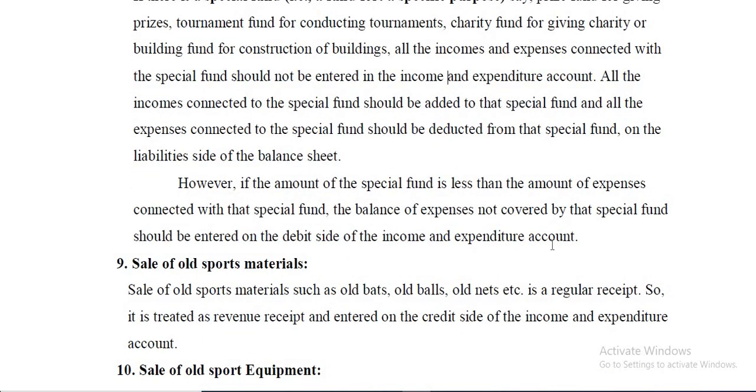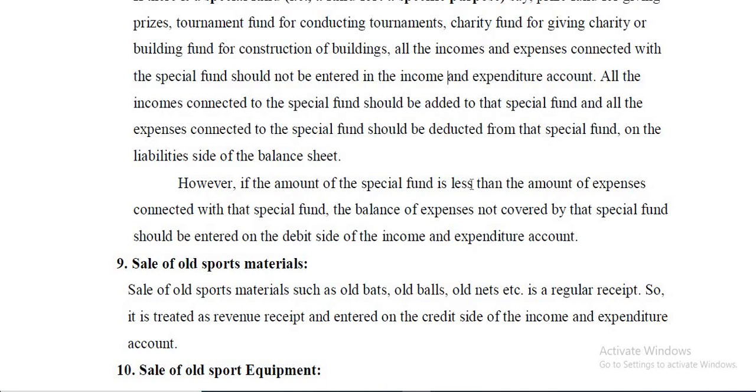And one more thing, if the amount to the credit of special fund is less than the amount of expenses in that special fund, then what should be done? For example, credit to the building fund is 1 lakh, whereas amount spent on the construction of the building is 1,30,000. What to do now? There is a shortage of 30,000, so that should be debited to income and expenditure account.